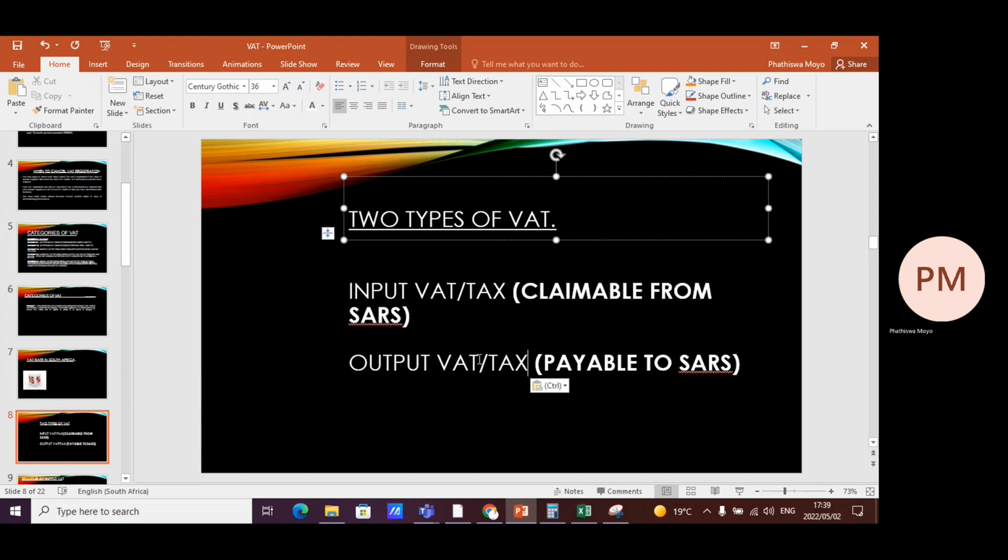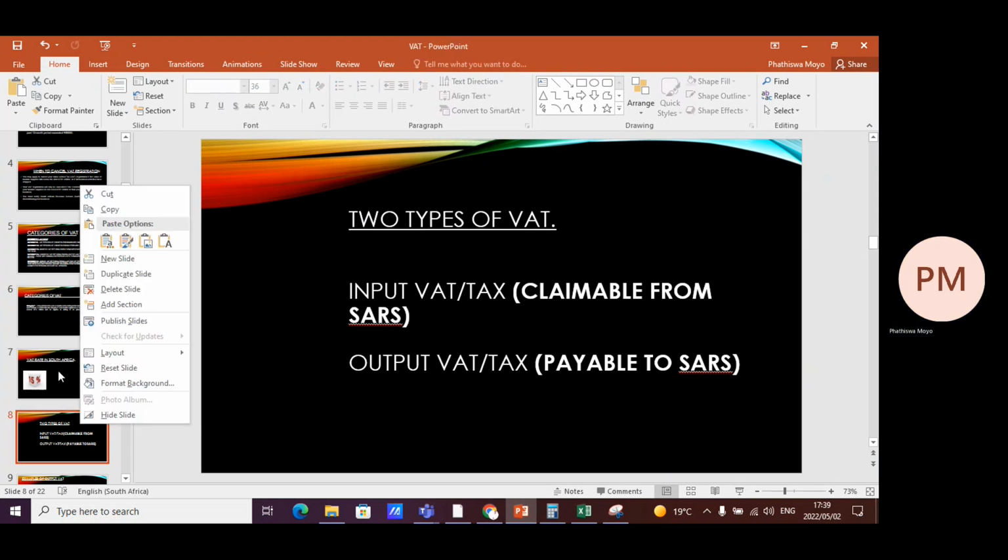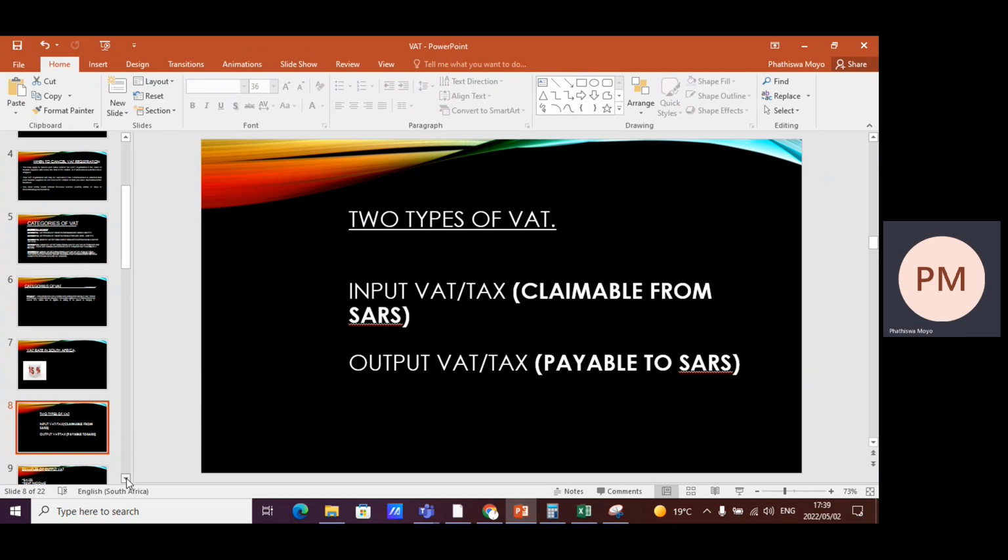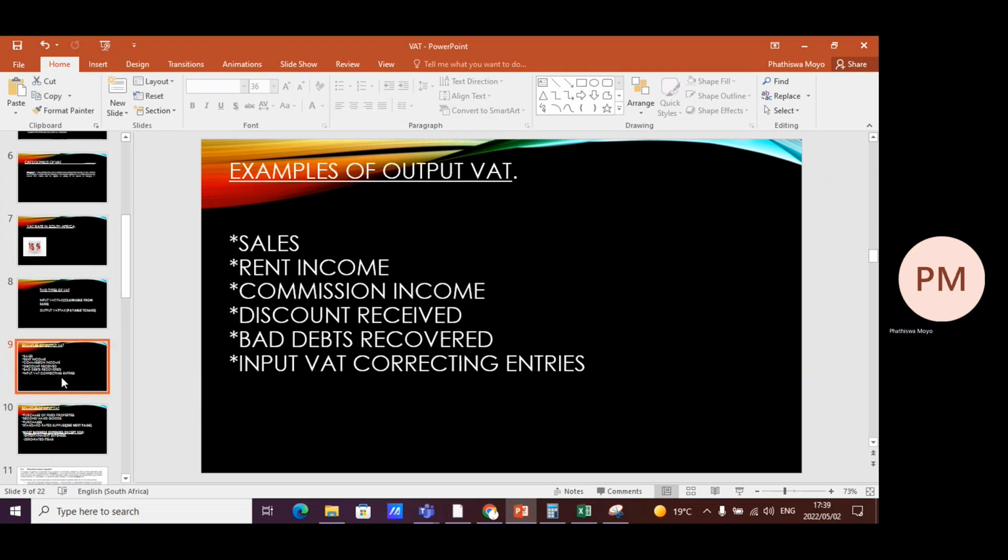VAT claimable from SARS is the one you incurred in your normal administration. Examples of output VAT: sales, rent income, it's vettable, not vettable. So this is a big debate, because if the dwelling has been given to staff, then the rent is not vettable. Commission income, discount received, VAT tax recovered, input VAT on correcting entries.